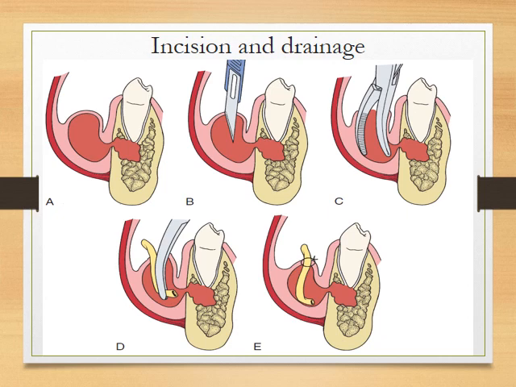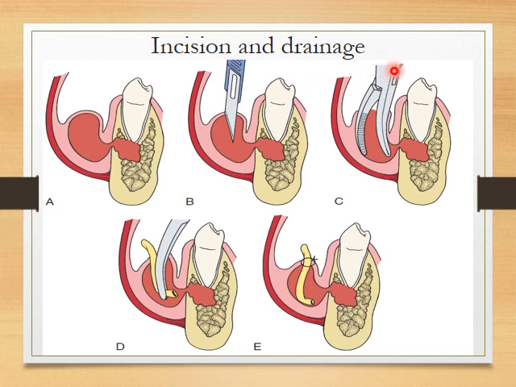I will use blade number 11 and make an incision through the mucosa and submucosa. This is the incision. The incision should be short, usually no more than 1 centimeter.